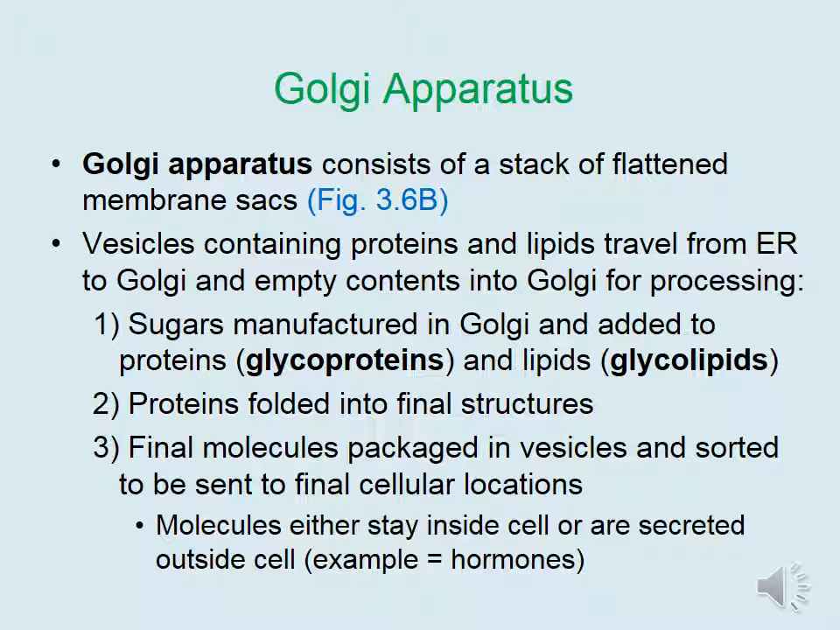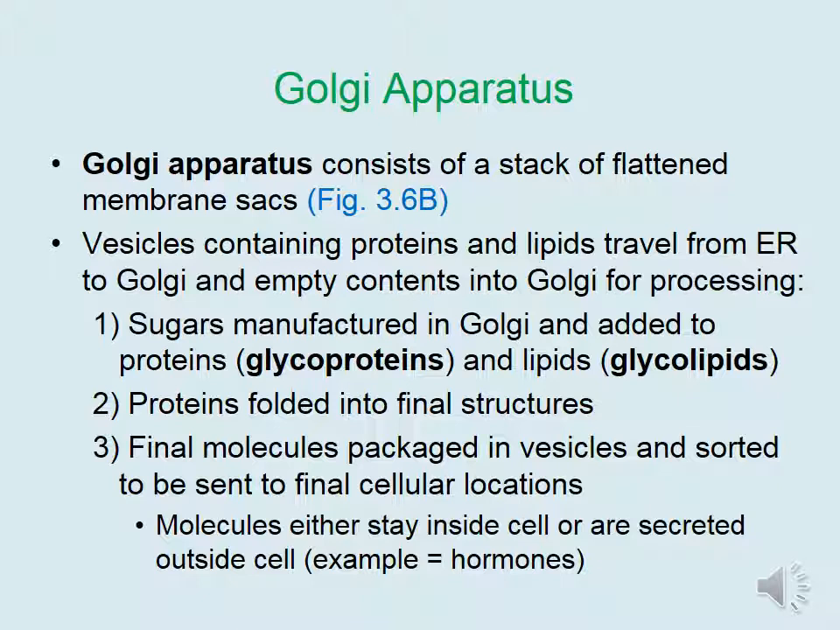The Golgi apparatus consists of a stack of flattened membrane sacs. Vesicles containing the proteins and lipids that were made in the rough and smooth ER travel to the Golgi and empty their contents into the Golgi for processing as follows. The Golgi manufactures some sugars and attaches sugars to the proteins and lipids to yield glycoproteins and glycolipids respectively.